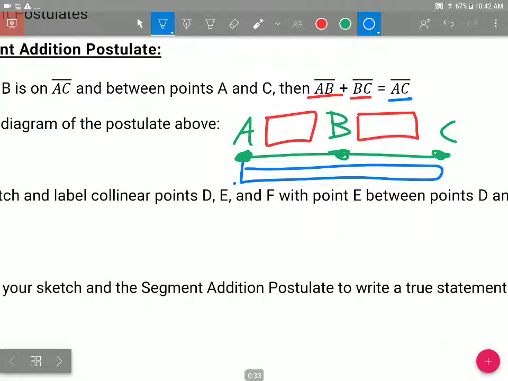That's what the segment addition postulate is. It's basically, if I take the two smaller pieces and add them together, I get the larger piece. That's it in a nutshell.